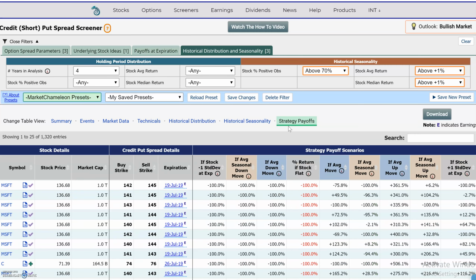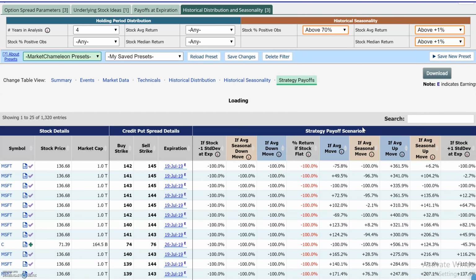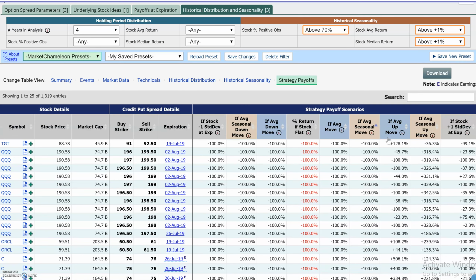So these are the payoffs of each of these credit put spreads at expiration based on where the stock might land. And in this example, here's if the average seasonal move. I'm going to sort this, and in this example right here, you would lose 100% of your risk, meaning that target over here, if you did these strikes, the 92.5, 91 for the July 19th, it wouldn't move far enough, so you would lose 100% of your risk.